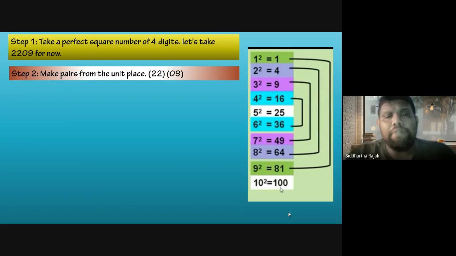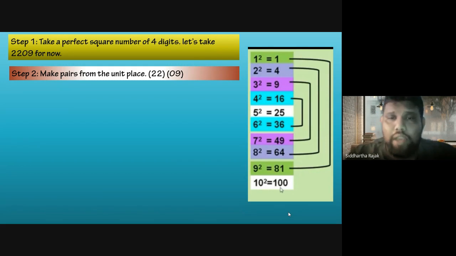So after we make pairs from the right hand side, that is 09 is one pair and 22 is another pair. So just look at the rightmost pair, which is 09. Numbers that end with 9 have to be a square of a number whose unit place is either 3 or 7. If you square 3, it'll be 9. If you square 7, it'll be 49.